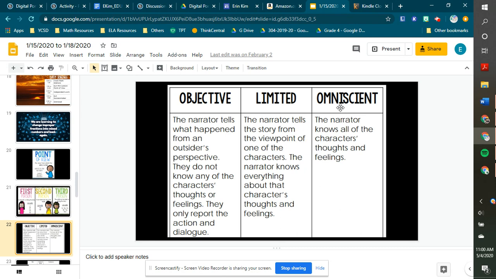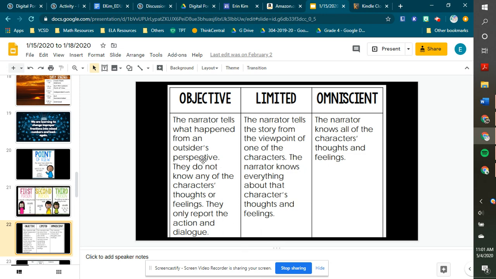The third one is third person omniscient. So when in third person omniscient, the narrator knows all of the characters' thoughts and feelings. It's almost like we get an inside look in a bunch of people's brains, and it's like a mind reader telling the story. And I find this one to be really interesting when I'm reading in general.